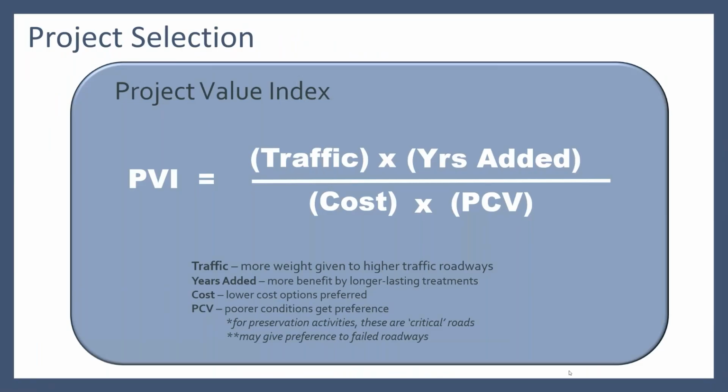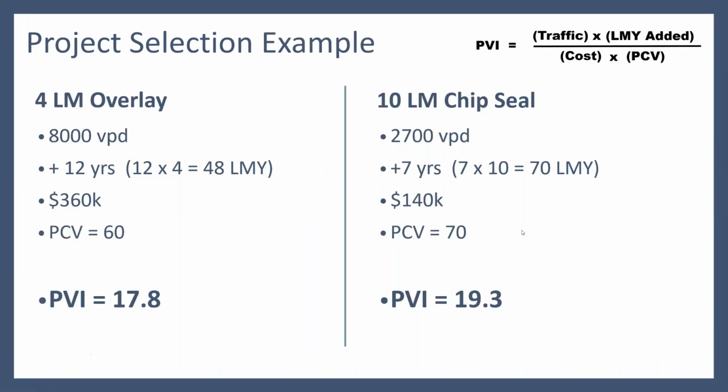So looking at individual projects, we can compare treatments, but what about when we're trying to decide, should I treat this road or should I treat that road? Well, here we are back to the same equation. And again, we're going to give more weight to the higher traffic, the higher years added, the lower cost options are preferred, but our poorer condition roadways are actually going to get a bump. And this kind of helps moderate things. But be careful using this equation because it may give a little bit too much preference to some of your failed roadways. So that's going to take some experience and oversight.